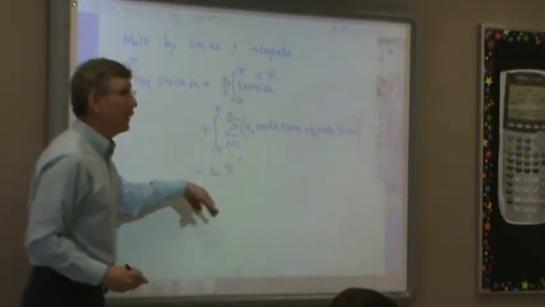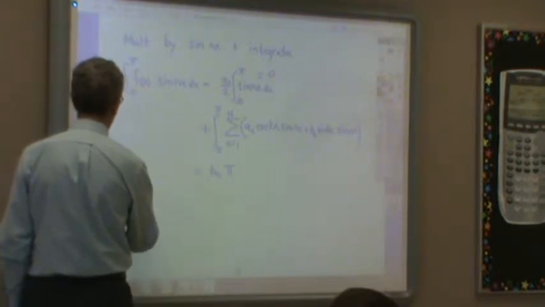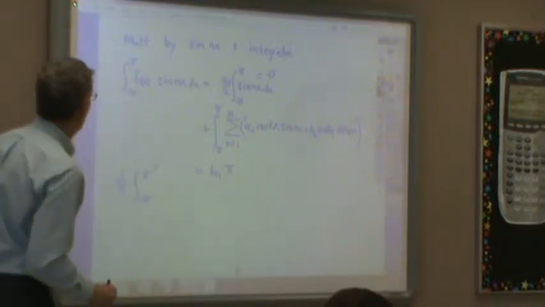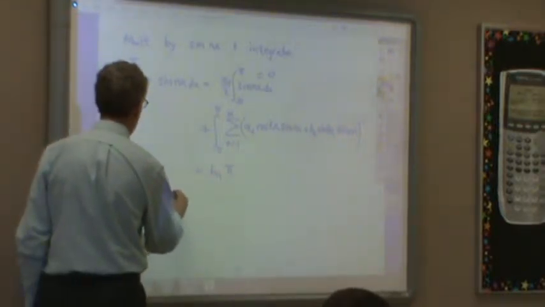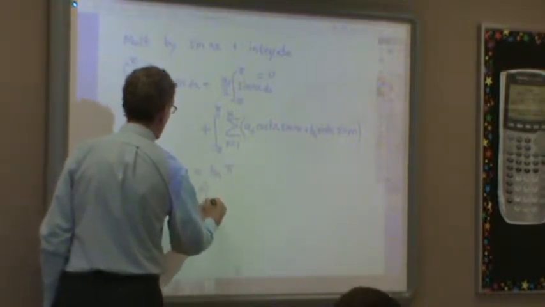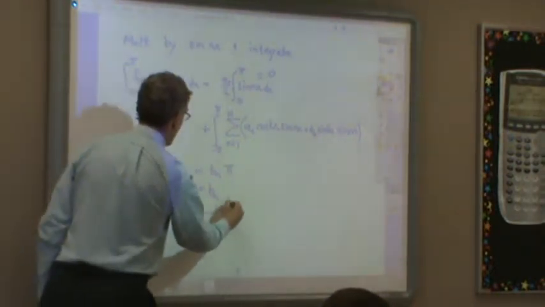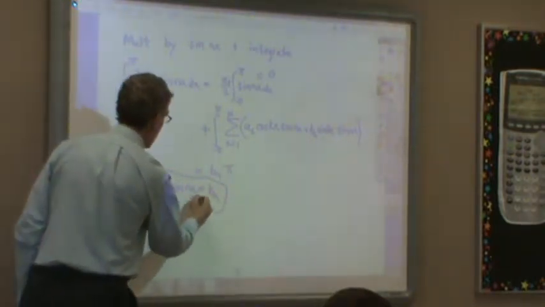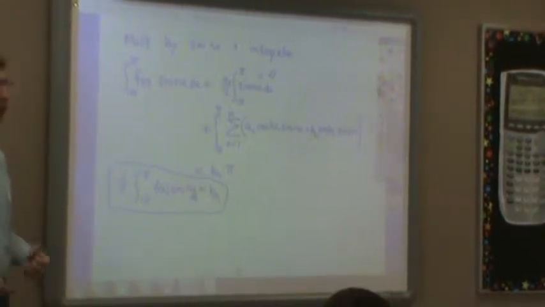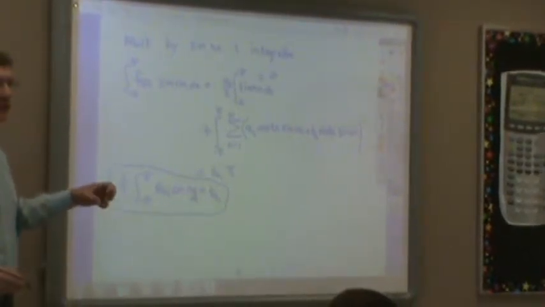So once again, we divide through by pi, and we have now a set of recipes for bn. So we get 1 over pi, integral from minus pi to pi of f of x sine nx, is equal to bn. There's our recipe for the b's. So we have recipes for all the a's and all the b's now. We can find the representation of any periodic function in terms of sines and cosines.